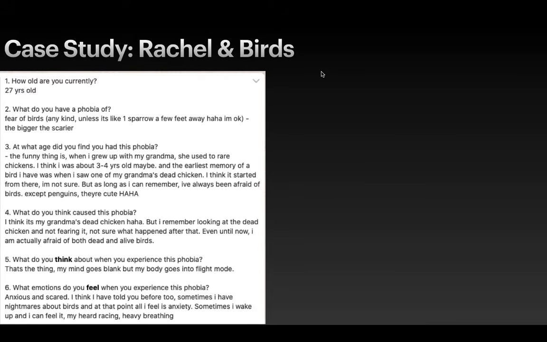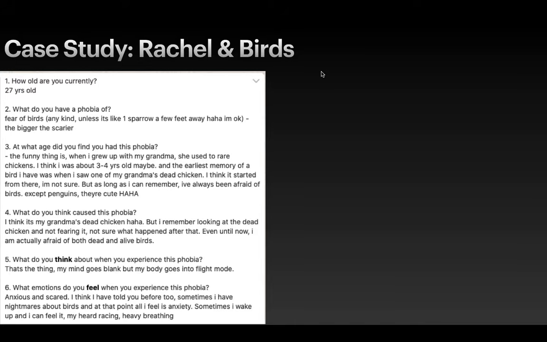Let's move on to question number 5. I asked her, what do you think about when you experience this phobia? And she said, that's the thing, my mind goes blank, but my body goes into flight mode. So as we looked at earlier, right, fear is when you go into this flight mode, you want to escape this terrible situation. Right?